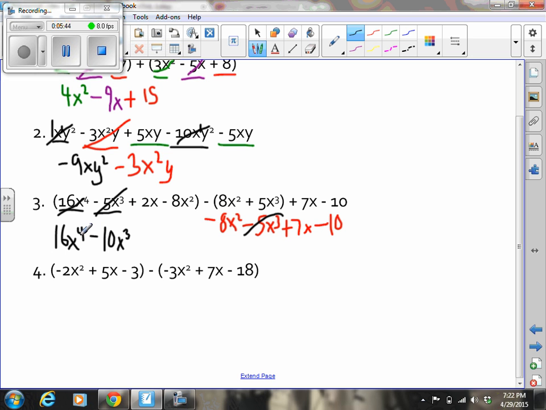I've done my x to the fourth, my x to the third. Let's skip ahead and look for x to the second. So here's a negative 8x to the second and a negative 8x to the second. Together that will give me negative 16x to the second. Now I'll go to my x to the first terms. So I have a positive 2x and a positive 7x, gives me positive 9x.